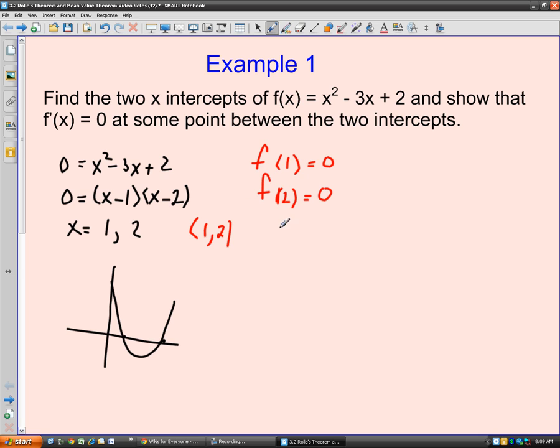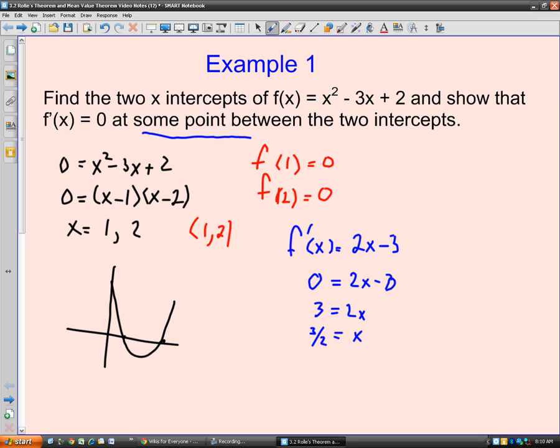And so now, since that happens, I can go ahead and find that at some point between these intercepts, there is going to be a place where the graph turns back on itself. So how I do that is I take the derivative of the function, and we're just going to look for where it equals 0, because that's where we get a horizontal tangent. So I set the derivative equal to 0, and I solve for x. And so I add 3 and divide by 2, so x is 3/2, and that value is somewhere between 1 and 2 on the graph.